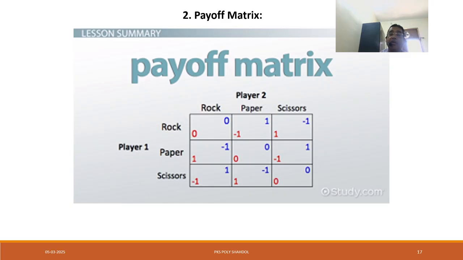If the combination is rock and paper, then minus 1, 1, because paper will cover the rock. Similarly, rock means stone, and scissors will cut the paper, then 1, minus 1. So this is the combination. We have to find out the combinations from the alternatives.